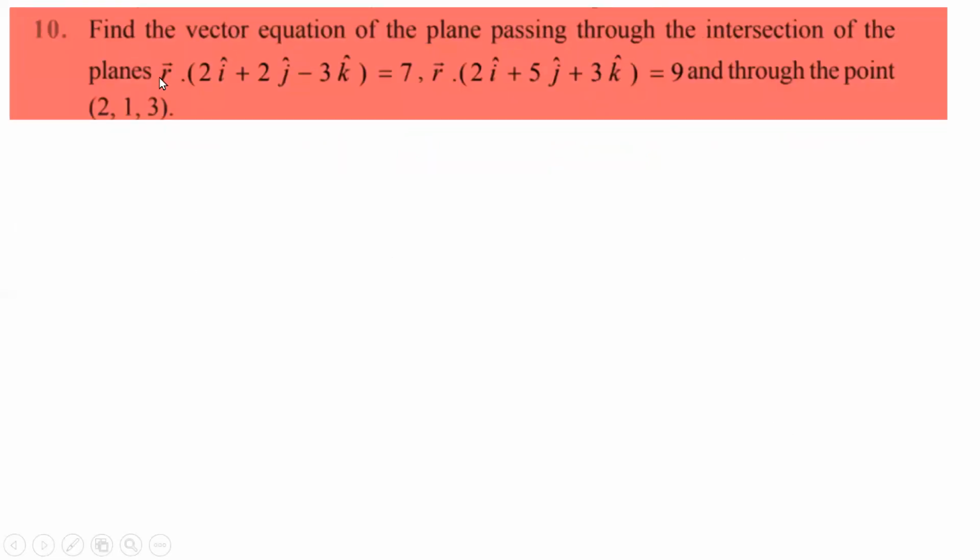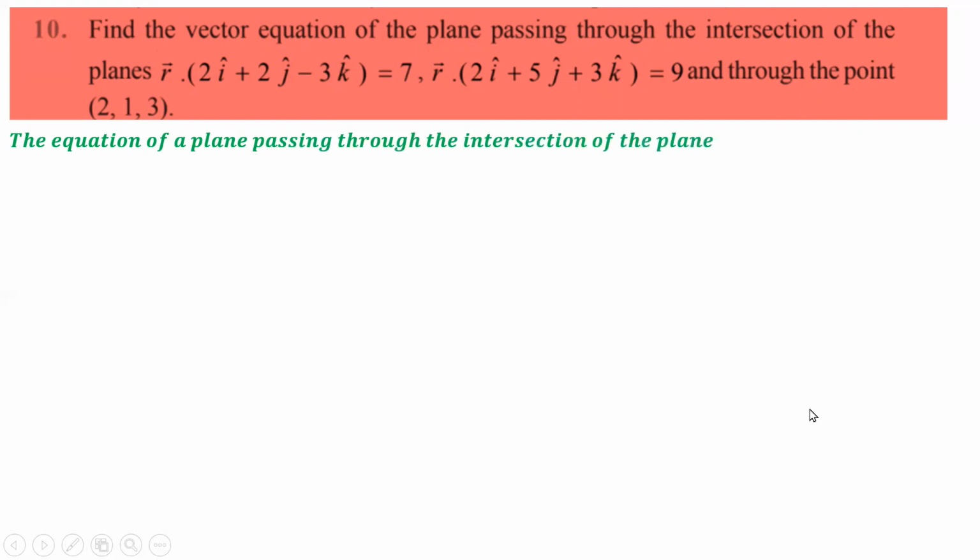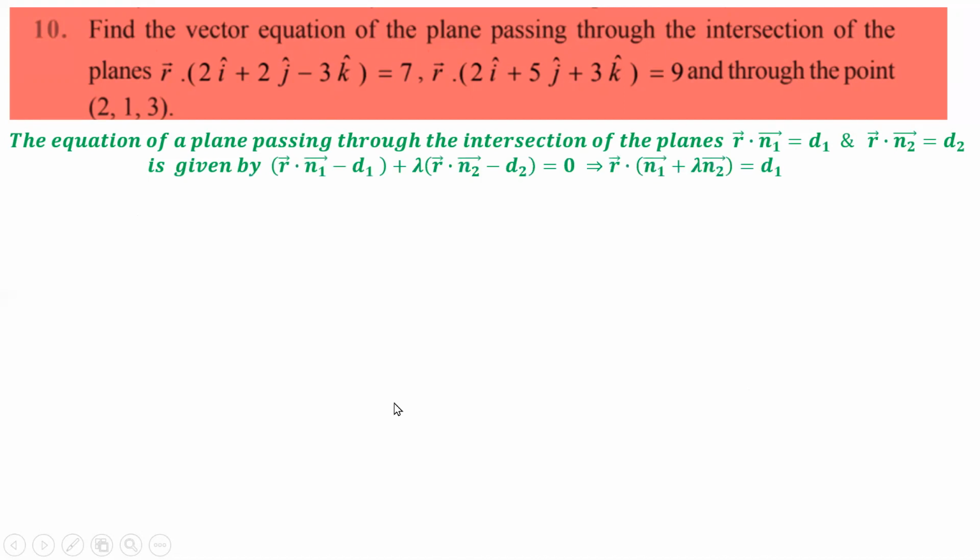Here also you need to find the equation of the plane passing through the intersection of two planes. But here the vector equations are given and you need to find the vector equation of the plane. You also know that the vector form of the plane passing through the intersection of two planes, where the given equations of planes are these two equations, is given by vector r dot (n1 vector plus lambda into n2 vector) equals d1 plus lambda into d2.